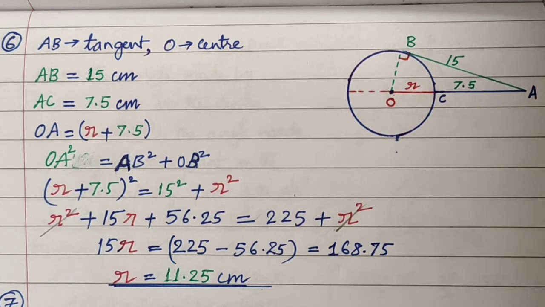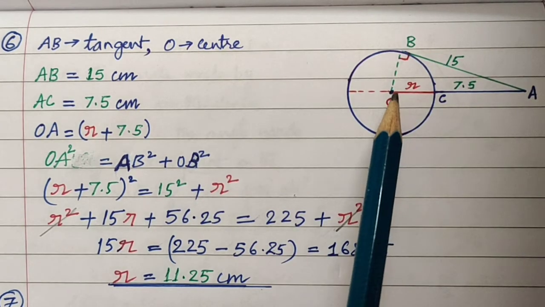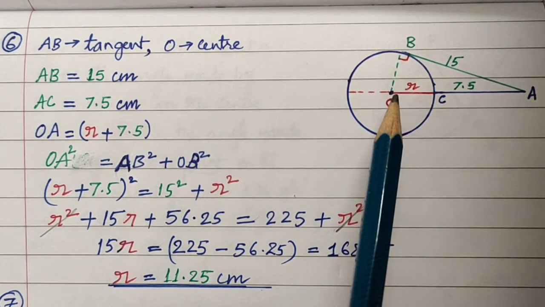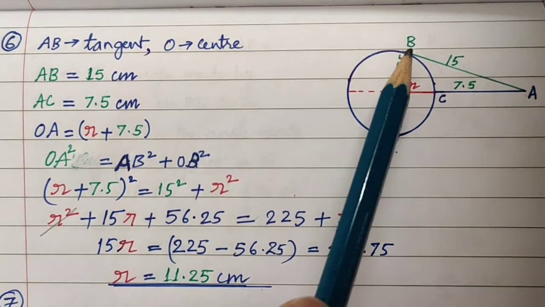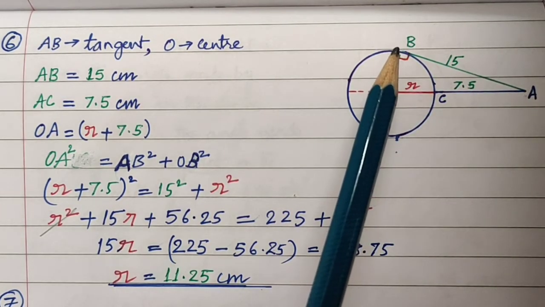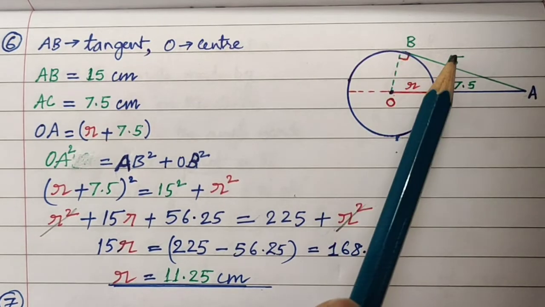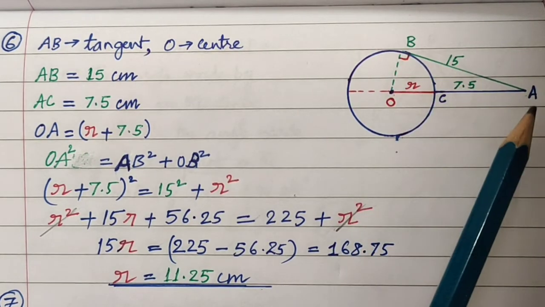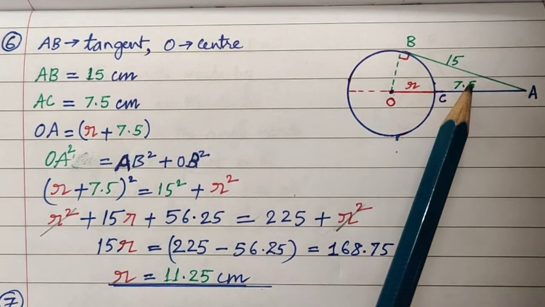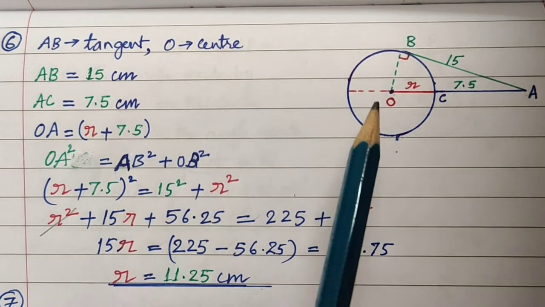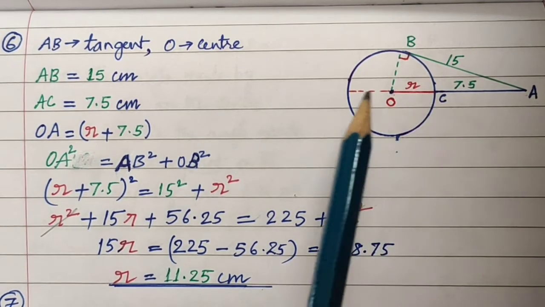In the given figure, O is the center of the circle. AB is the tangent. If AB is 15 centimeters and AC is 7.5 centimeters, we need to calculate the radius of this circle.